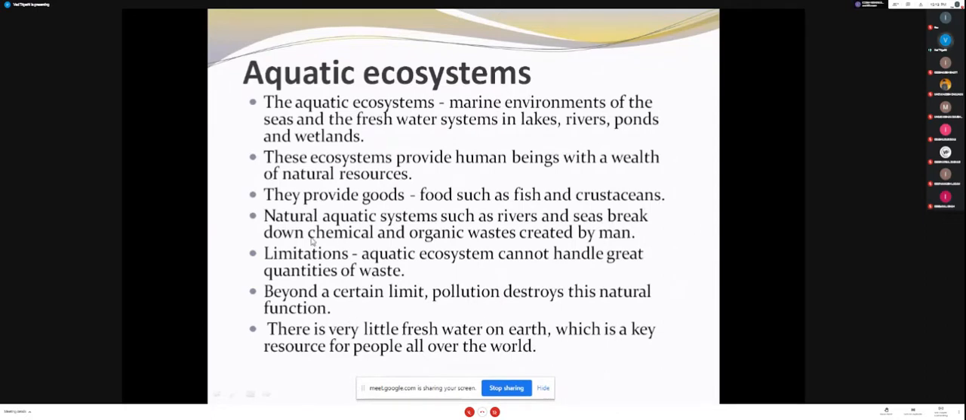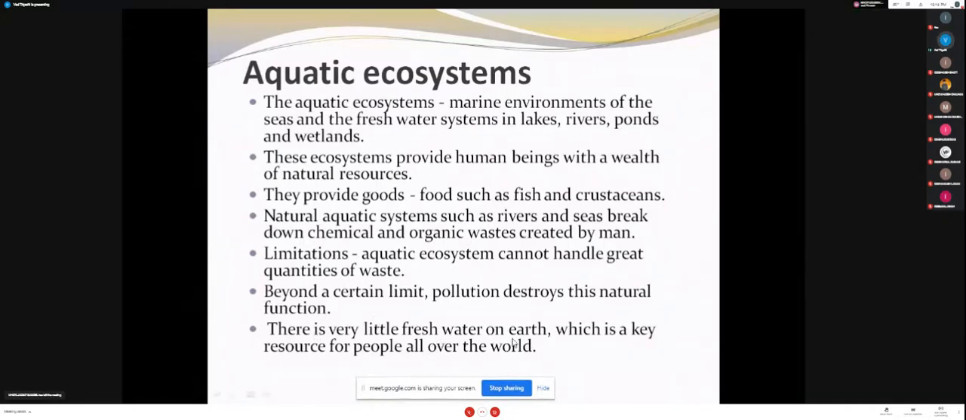So we cannot load more and more chemical pollutants and organic pollutants into these water bodies and expect them to handle great quantities of these wastes. So we should limit and minimize the pollution that we are causing to these aquatic ecosystems. Beyond a certain limit, pollution destroys the natural function of degradation of these compounds.